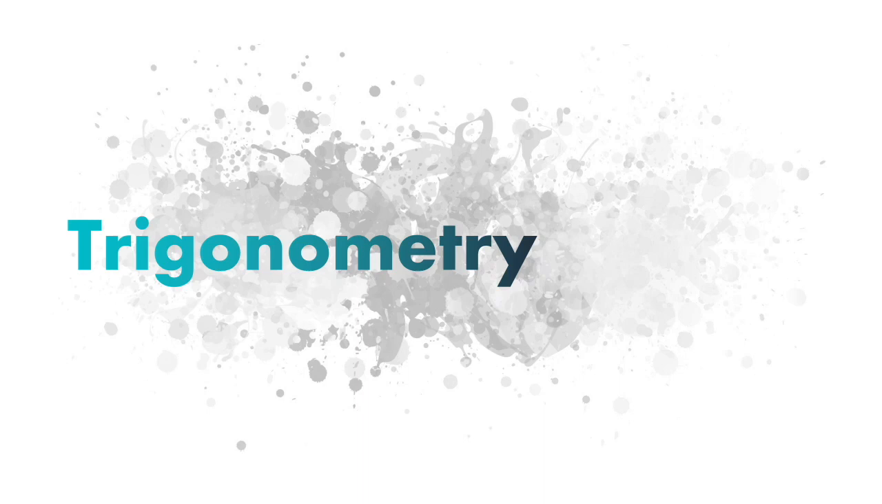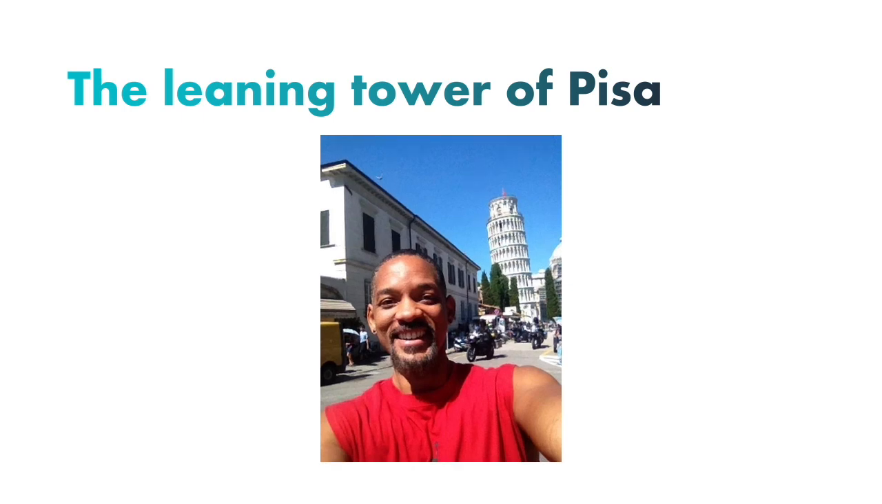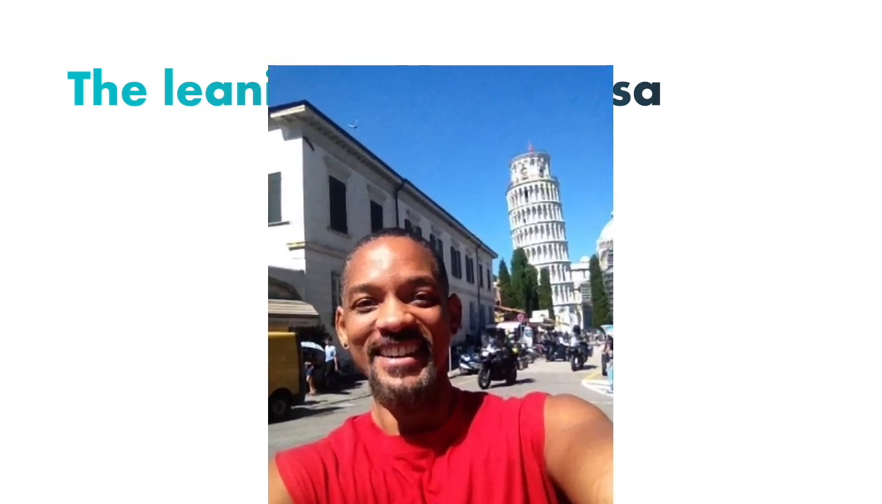Hi there! Today we're looking at trigonometry, specifically elevation, and how the angle of elevation can change depending on how far away or how close to a building you are. This is Will Smith, and Will Smith is visiting the Leaning Tower of Pisa. The Leaning Tower of Pisa is 58 metres high.